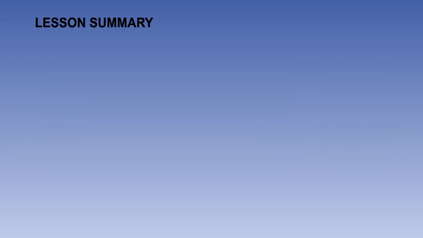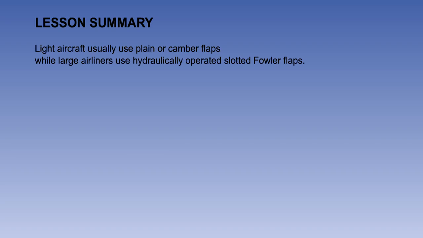That is the end of the flaps and slats lesson. Here are the main points from the lesson. Light aircraft usually use plain or camber trailing edge flaps, while large airliners use hydraulically operated slotted Fowler flaps.